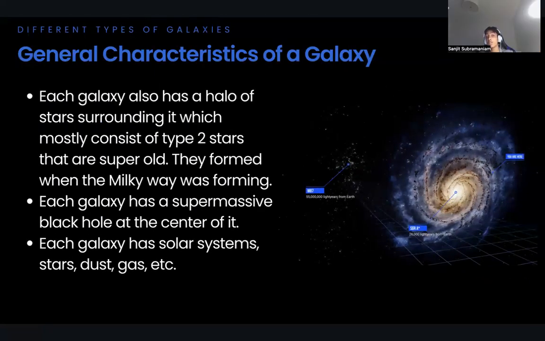Each galaxy has a halo of stars surrounding it, which mostly consists of two types of stars that are super old. They're formed when the Milky Way galaxy was forming. And each galaxy also has a supermassive black hole at the center of it. And all of these galaxies have solar systems, stars, dust, gas, etc.